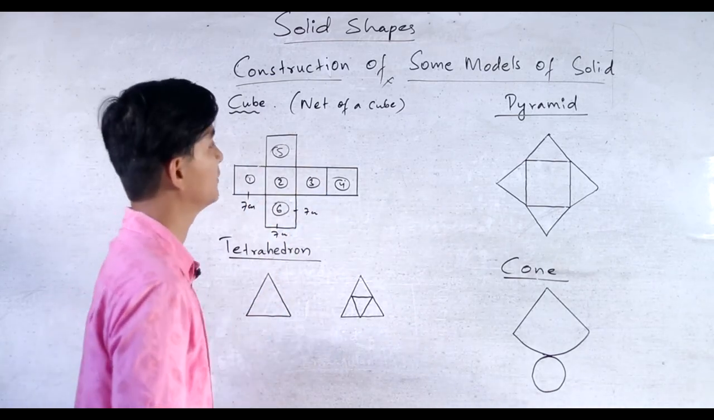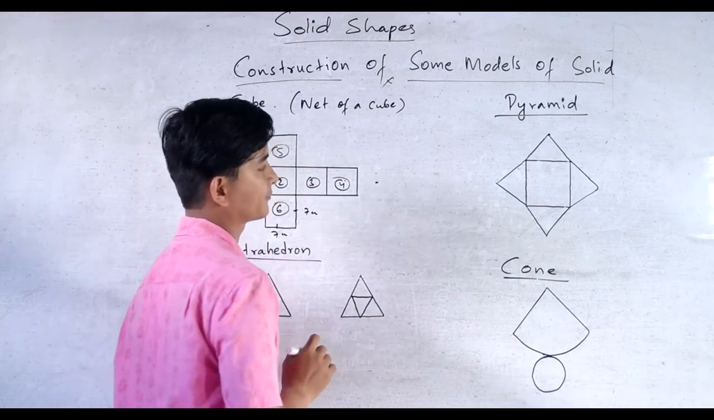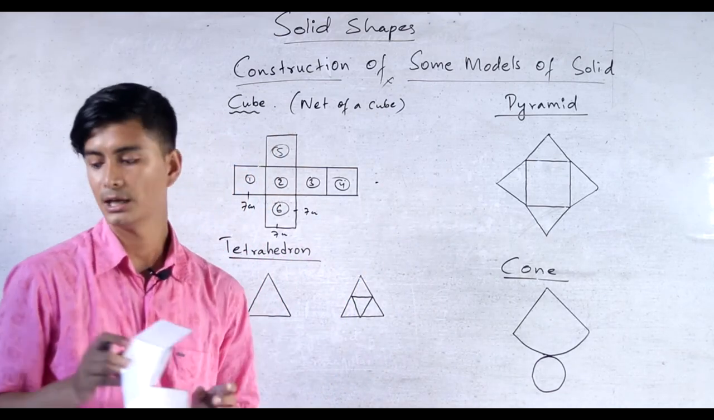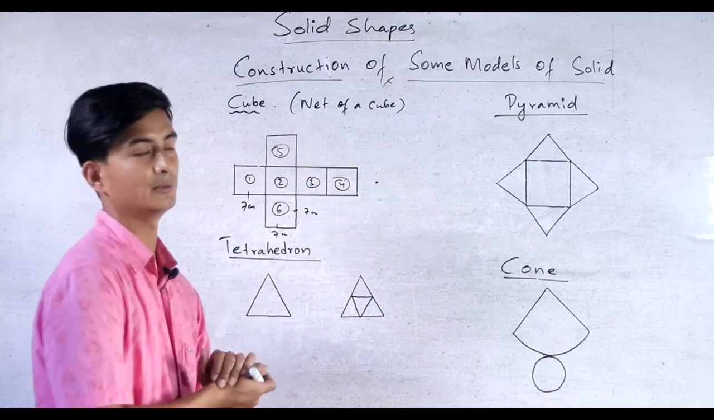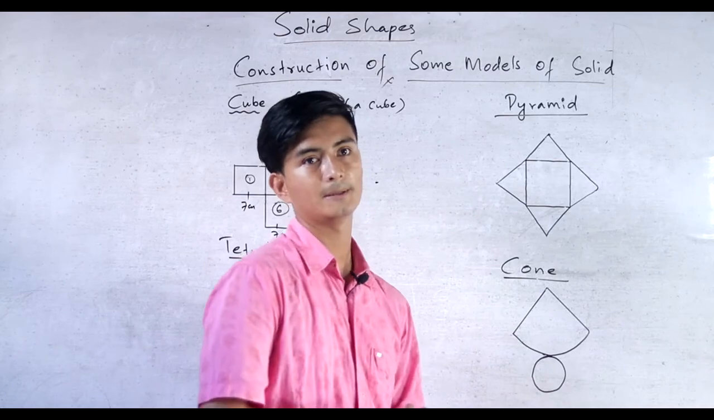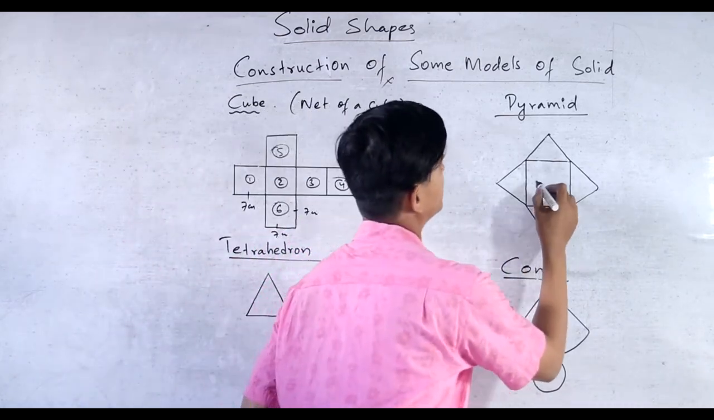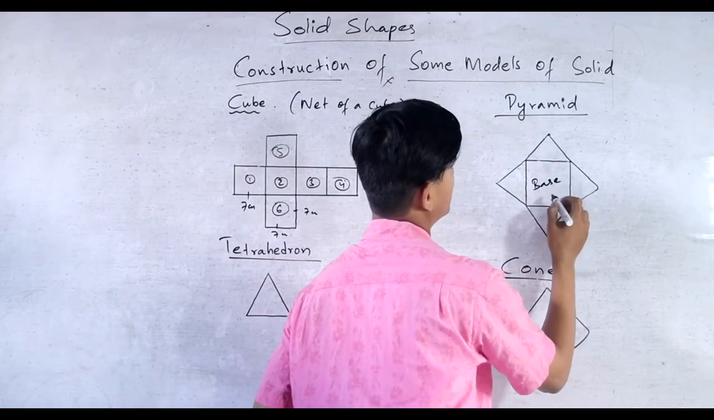So then only you will get a cube. Ke figure pauncha tapaile euta cube figure you will get. Okay, so you have cube, net of cube. Let's talk about pyramid. Okay, this is pyramid and this is called base, which is in square.